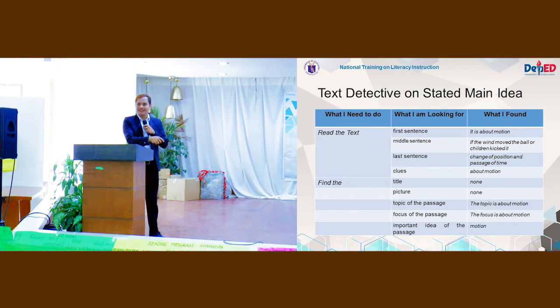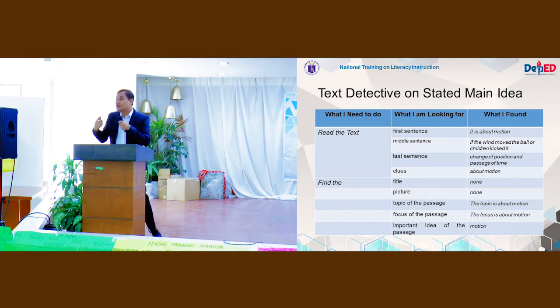After reading the passage, I will ask them. So they will raise the happy face if they have understood, sad face if not, but if they didn't understand, I will explain to them in detail, or if possible, in vernacular, so that they can really tell that they now know what is the content of the passage. So, I will go back to the text detective.